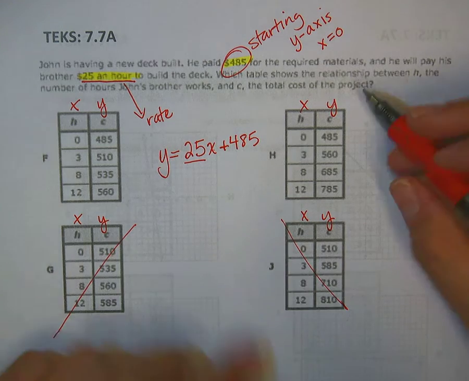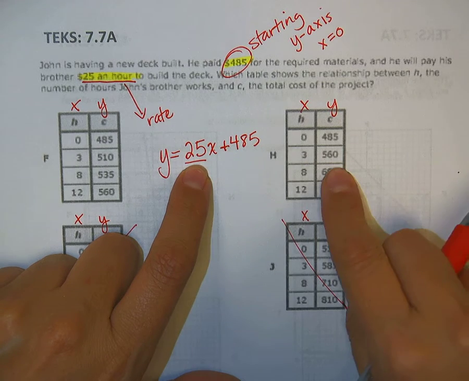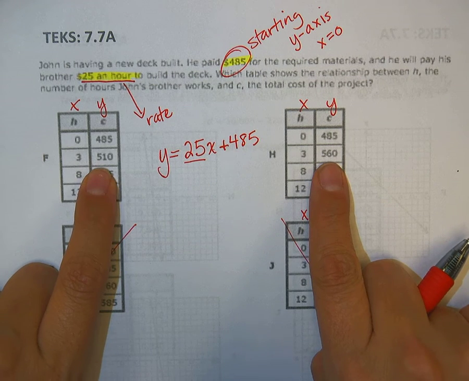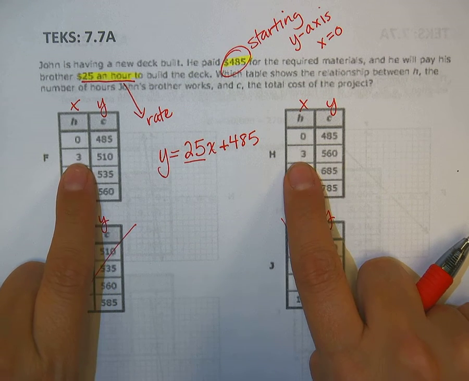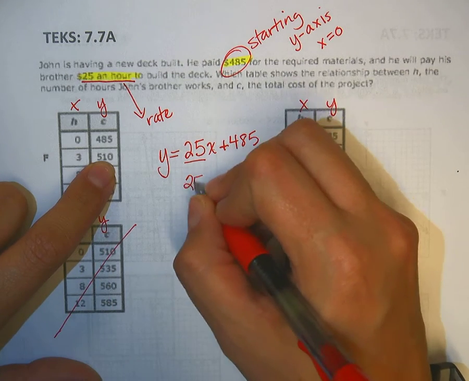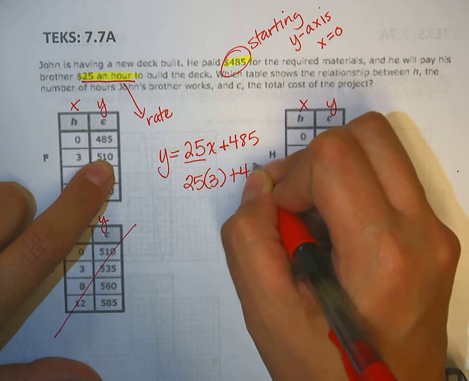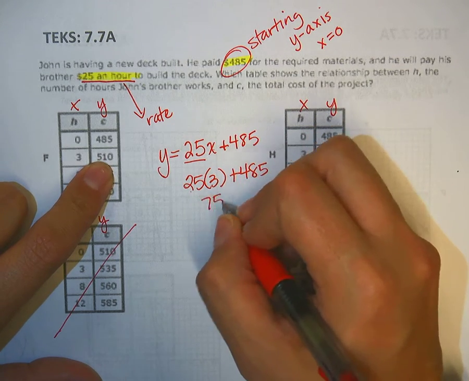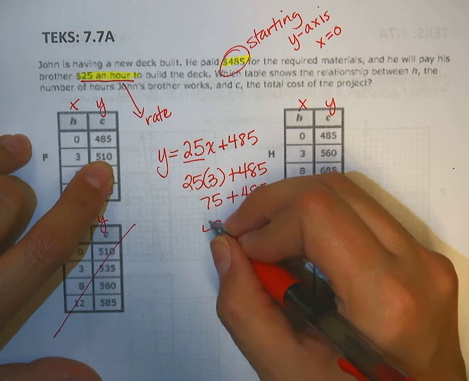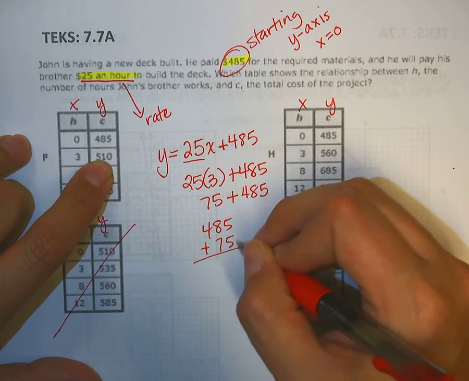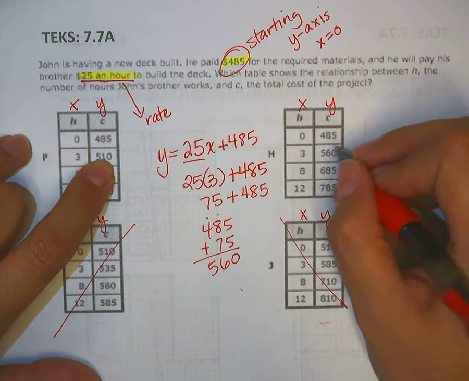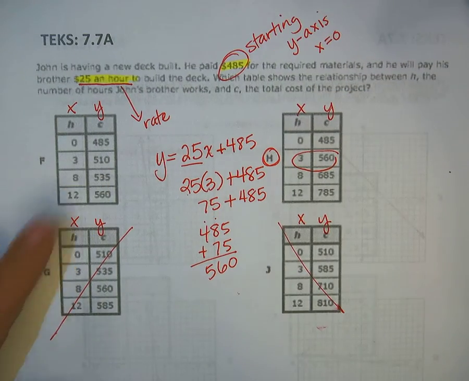Let's look and see which one has the correct rate of change, or because I already know my equation, I can plug in a number. I think I'm going to do that. Since the values for y when x is equal to 3 are different, I'm going to plug in the number 3. So it's 25 times 3 plus 485. 25 times 3 is 75. 75 plus 485. 485 plus 75. 5 and 5 is 10. Carry the 1. 8 and 8 is 16. Carry the 1. 560. So it has to be this one. So letter H has to be right.